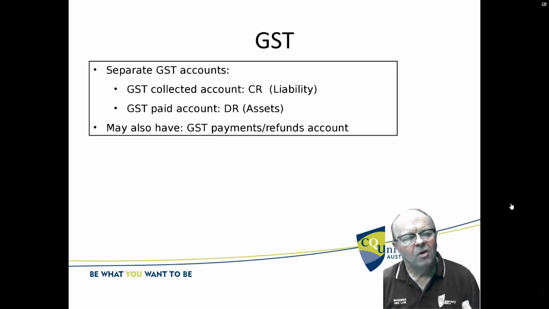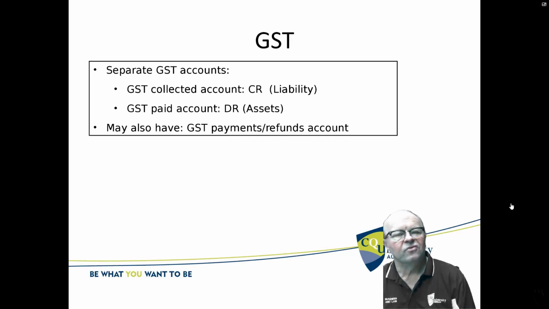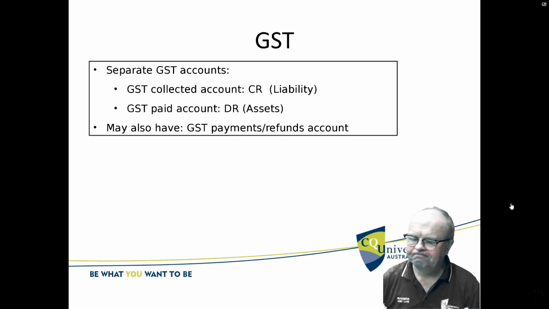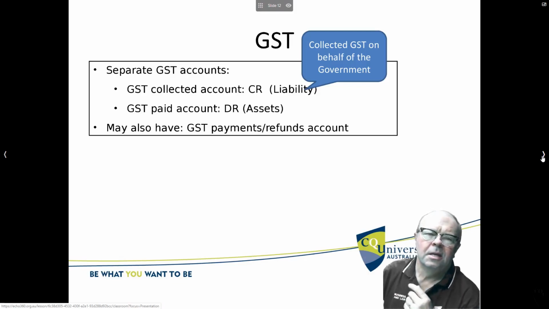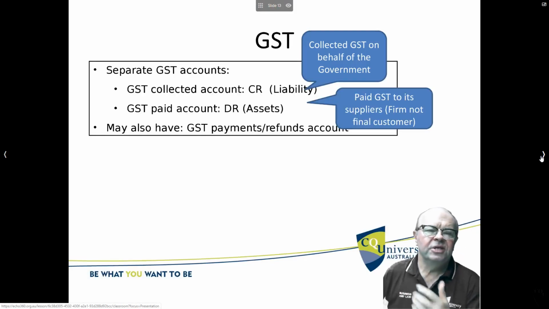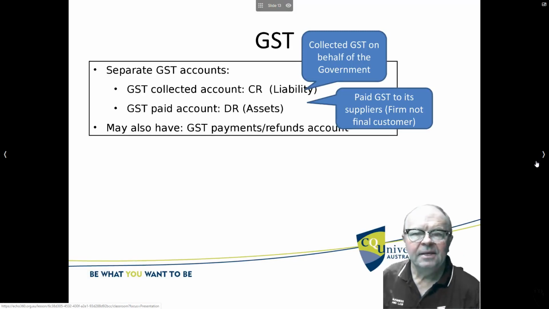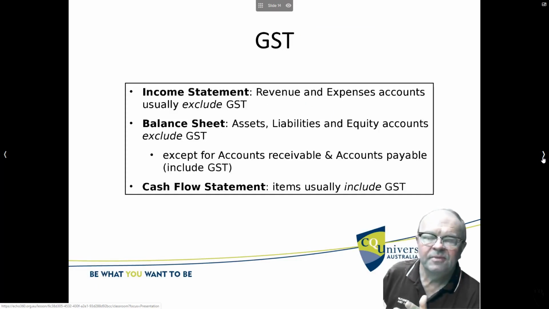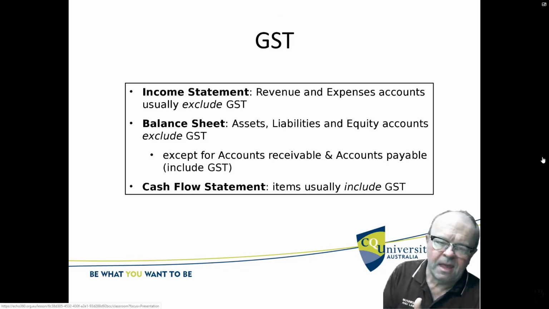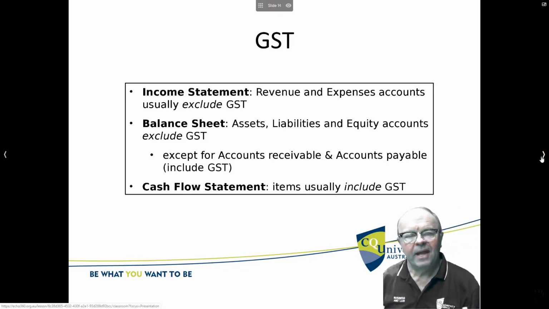We also saw that firms can often have a third account, which is the GST Payments Refunds account, which keeps track of the payments and refunds that are going to and from the government. Sometimes firms just include it in the first two accounts. So GST collected on behalf of the government, GST Collected account, a liability. GST Paid is paid to its suppliers. That's where the firm's not the final customer for that item. That's where you can get a refund back from the government.